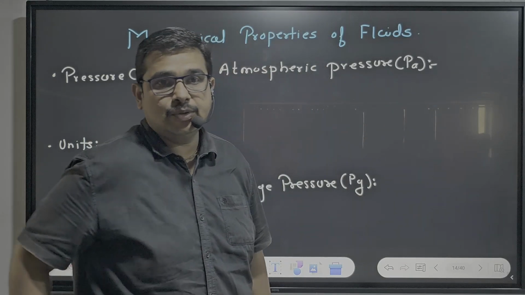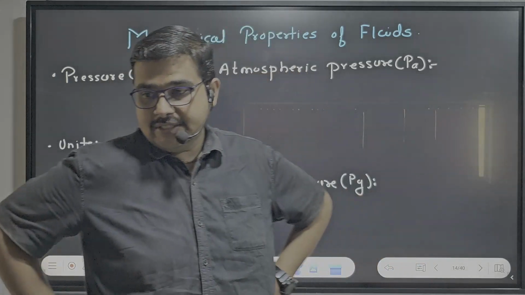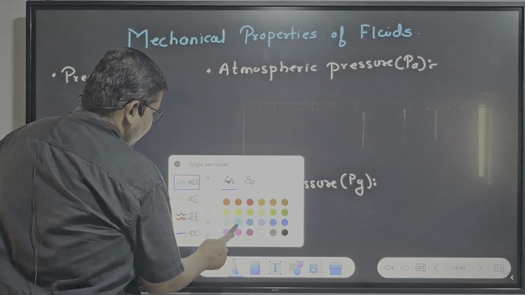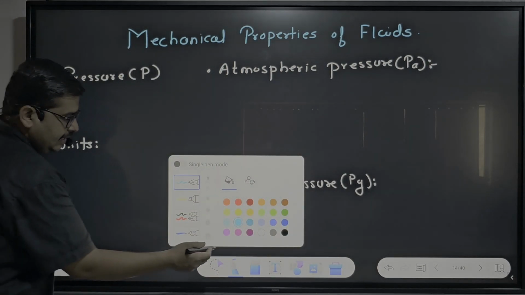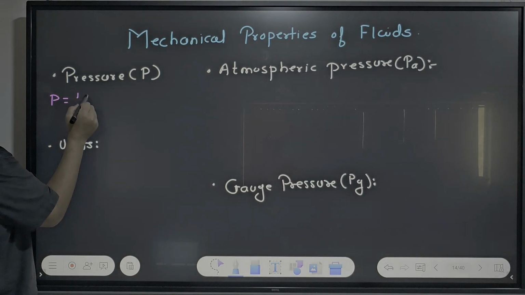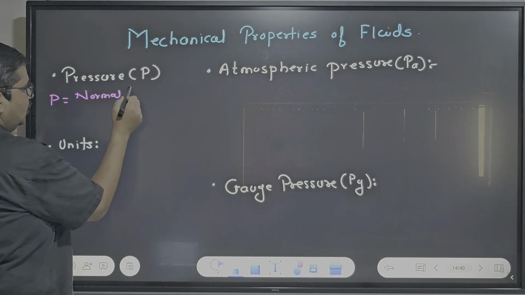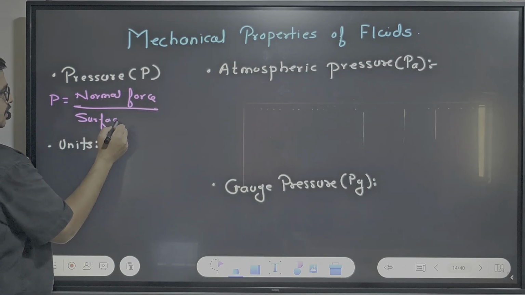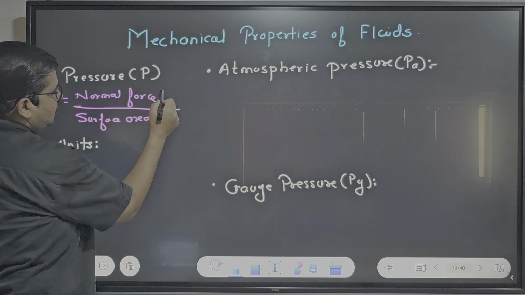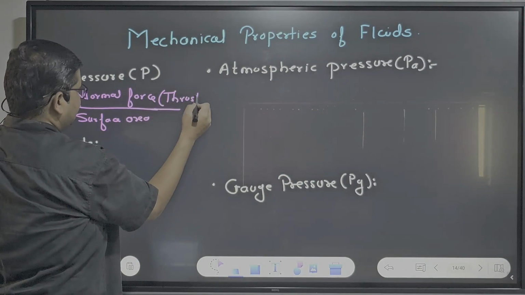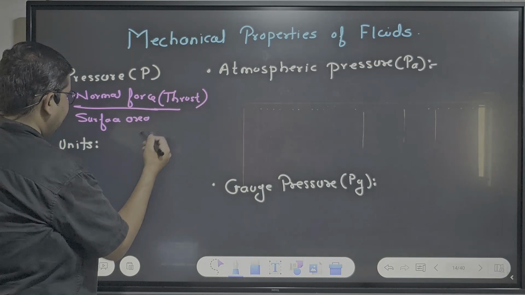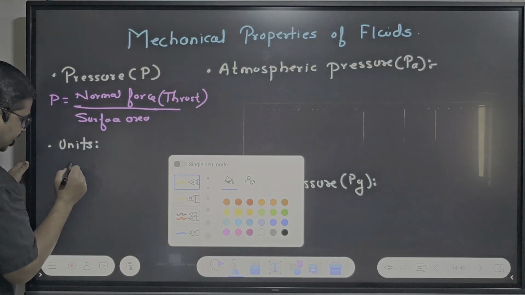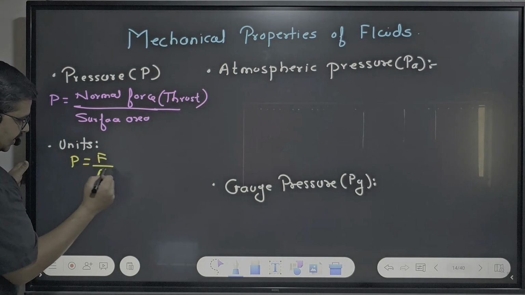Okay, so hello, we are going to start with the quick formula revision on mechanical properties of fluids. Now see, first formula is the pressure. Pressure is normal force upon surface area. This normal force is also called thrust. Okay, so symbolically, you can write here that pressure is equal to force upon area.